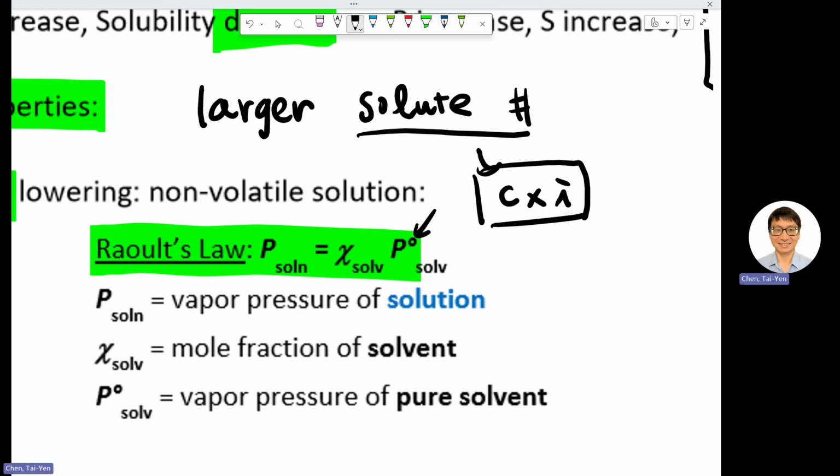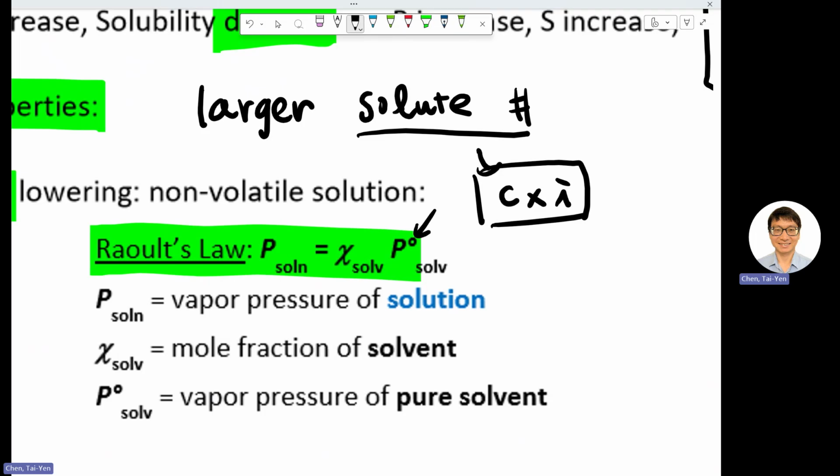Do you see this little circle on the top right corner? Every time you see that, it means it is a property of a pure substance. So in the aqueous solution, that means the vapor pressure of pure water. The mole fraction of the solvent tells you that if it's all water, like pure water, the mole fraction of your solvent will equal 1, right? Then the vapor pressure will be whatever you measure for the pure water.